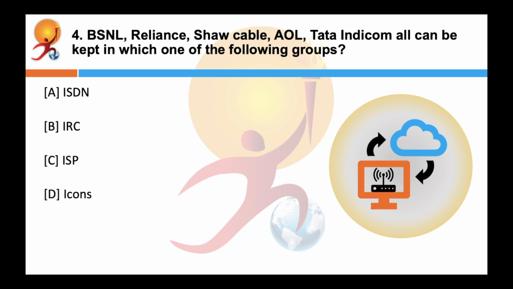BSNL, Reliance, Shaw Cable, AOL, Tata Indicom, all can be kept in which of the following groups? Correct answer is ISP. So all are internet service providers.